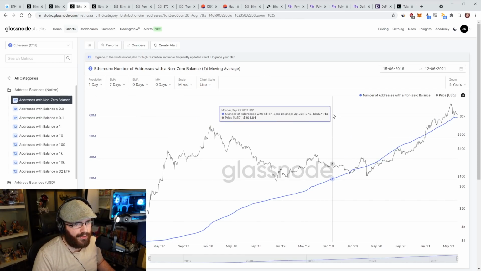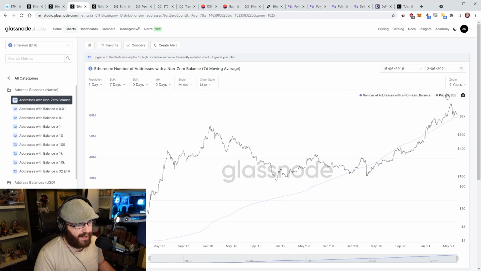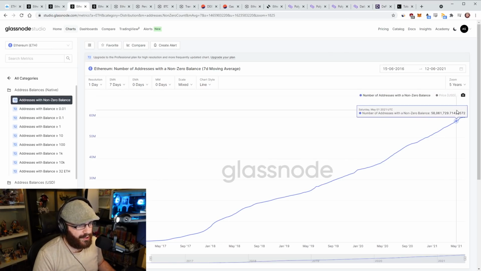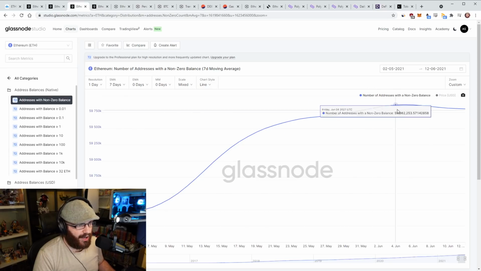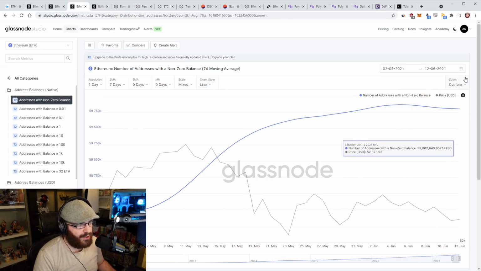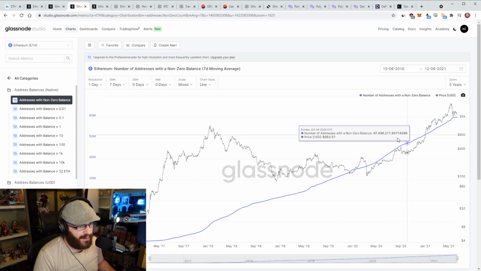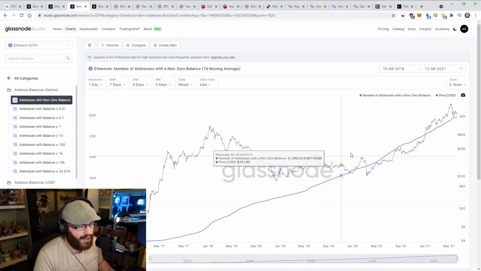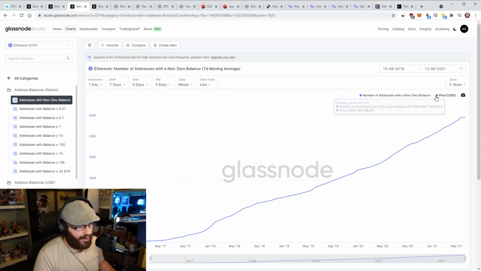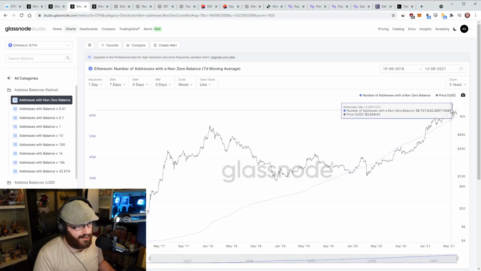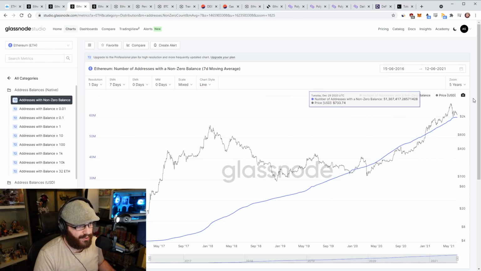And addresses with more than a zero balance has also just been trending up over time. And you can see during May, it kind of plateaued, right? Generally you'll see that it just goes up linearly like this, and sometimes it'll slow down, but it's plateaued here, and the price is against this, so you can kind of see that there.